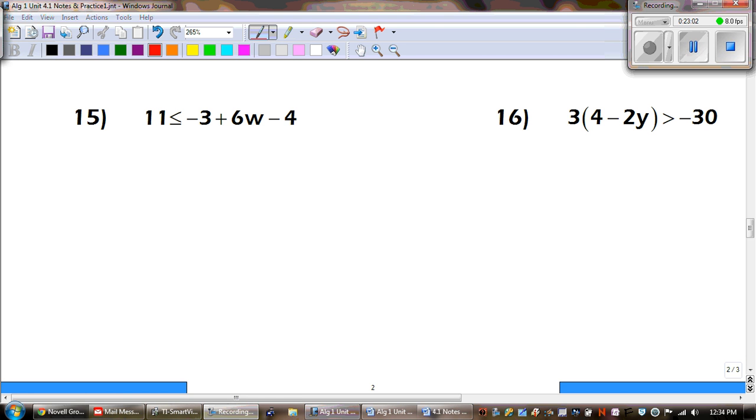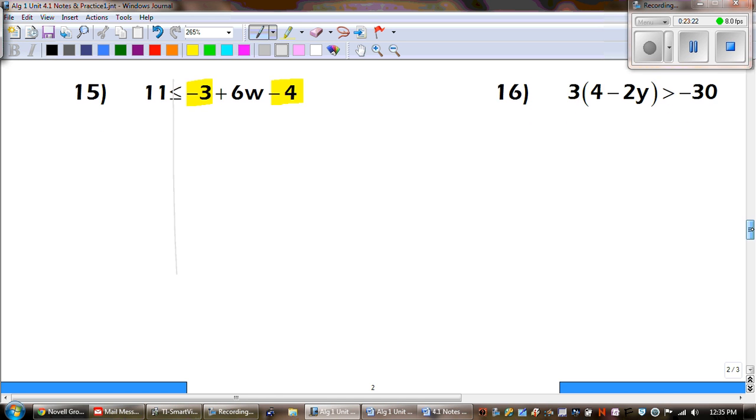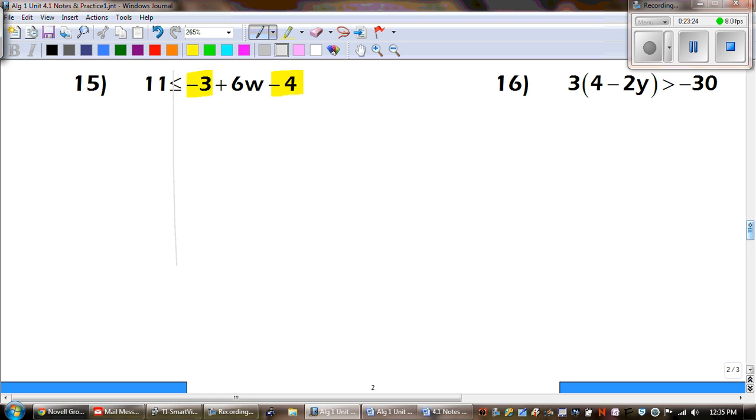Okay, now with some of these last couple ones, I'm going to get you started, and you guys are going to solve them all on your own. Okay, so number 15. Number 15, we have like terms. So you need to combine your like terms and then go through and solve. Okay, so pause it, and then when you come back, the answer will be up.